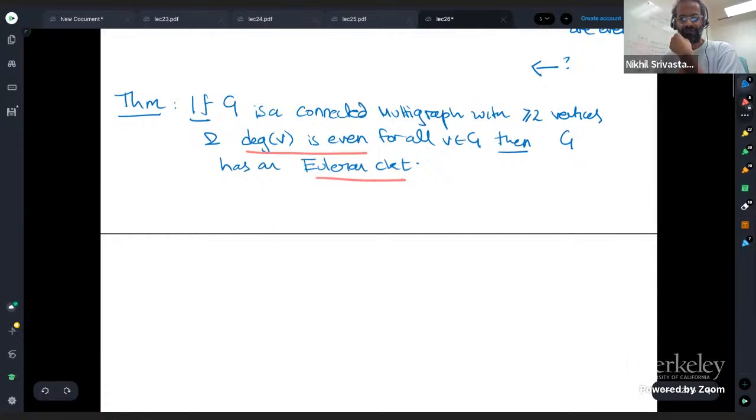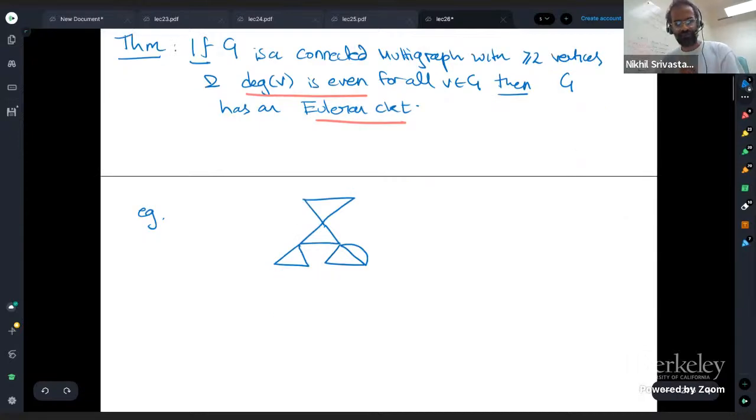So let's look at some examples. Let me just draw an example here. So let's consider this graph. Actually, let's draw two graphs.